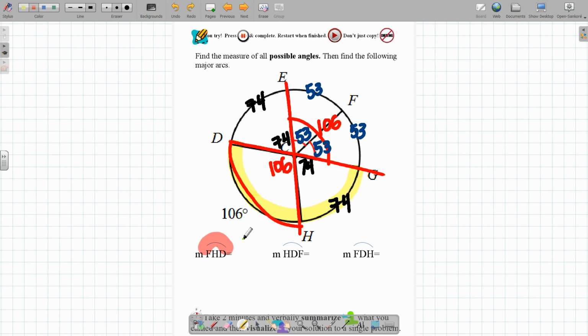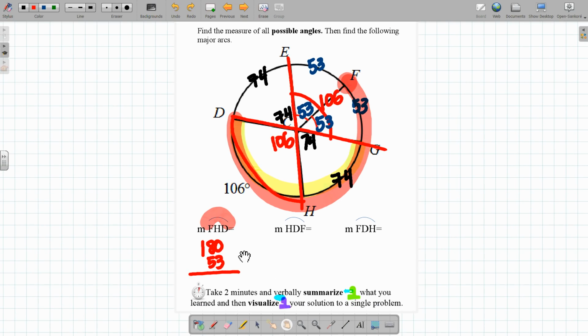We're looking for F, H, D. Starting at F, we go through H all the way to D. And that's basically 180 plus 53. So that first major arc is 233. Next one, HDF. So we start at H. We go through D all the way to F. You see we hit that 180 again, plus 53. It's the same thing.